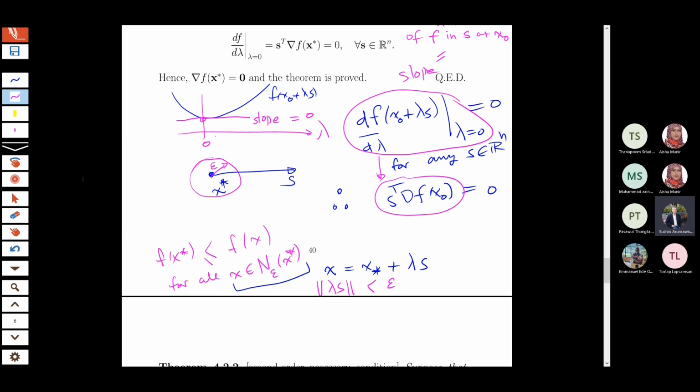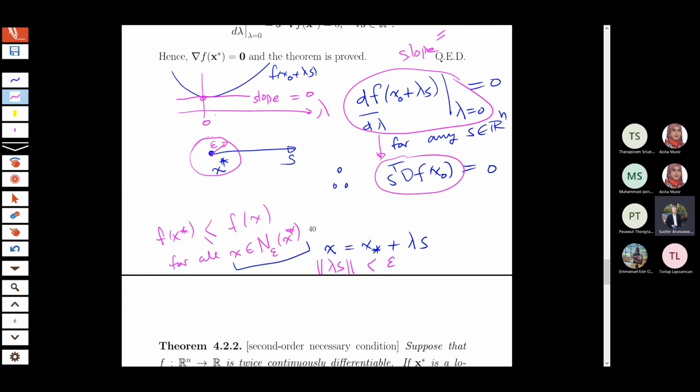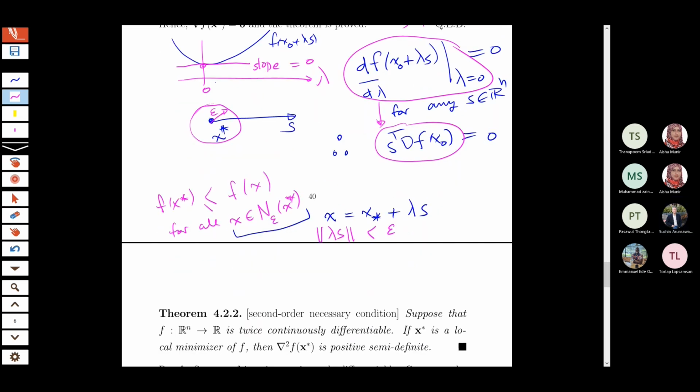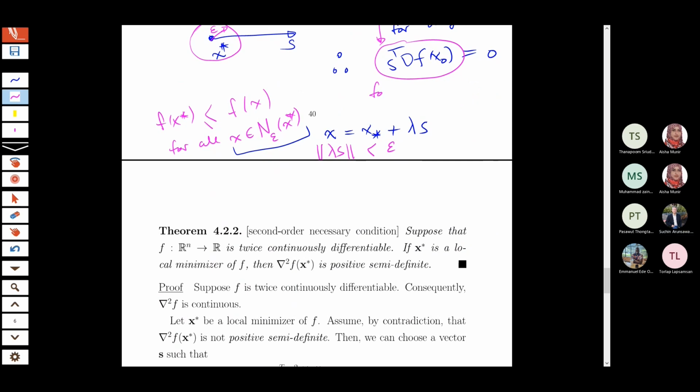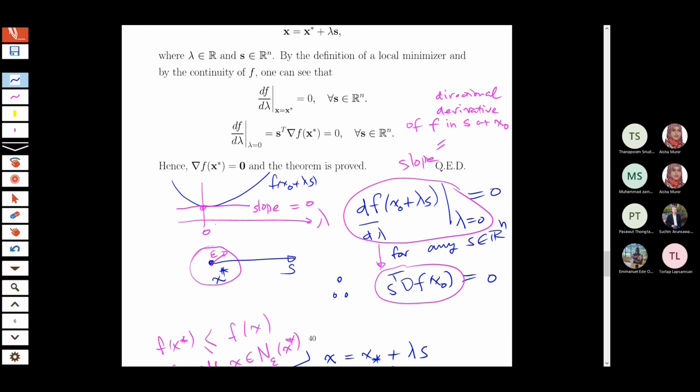Okay, so the condition that we have now is that s transpose grad f(x naught) must be 0 for any vector s which is non-zero, and so this one is true. Okay, this is for any non-zero vector. So s here is a non-zero vector. There is no point if we choose a zero vector.